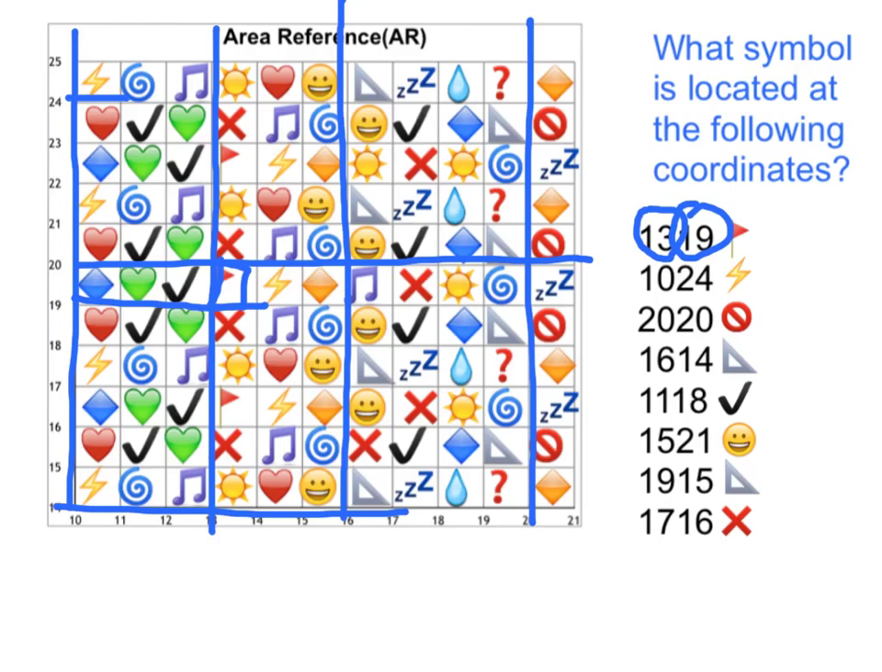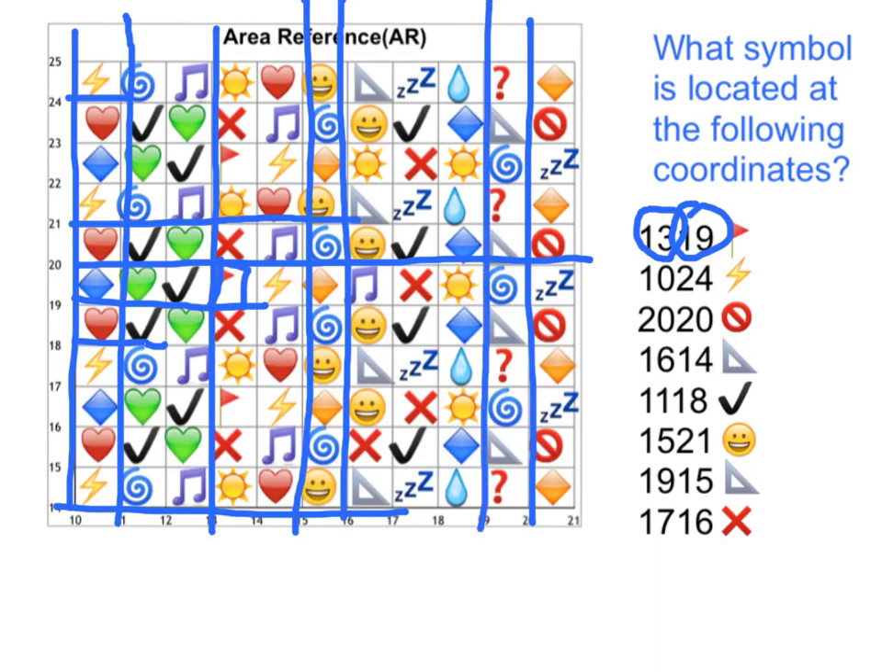1118, go big number 1, 18, and we have a black tick. 1521, go big number 1, 15, 21, and we have a smiley face. 1915, big number 1, 15, we have a set square, and 1716, big number 1, and across we have a red cross.